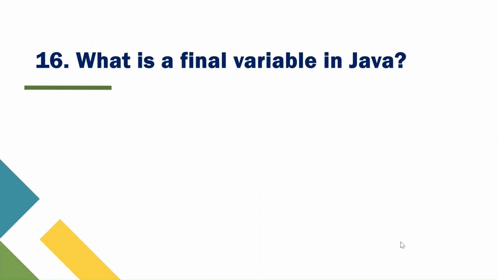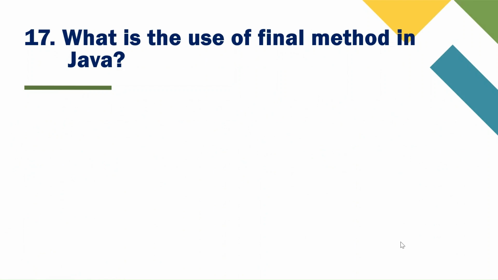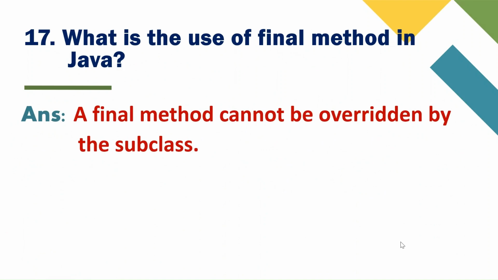What is the final variable in Java? The final variable is a constant that can only be assigned a value once and cannot be modified throughout the program. So if you want to declare any constant in Java, you can use the final keyword. What is the final method in Java? A final method cannot be overridden by a subclass. So if you want to prevent method overriding, then we can prefix the particular method with final in the superclass, so the subclass cannot override the particular method.